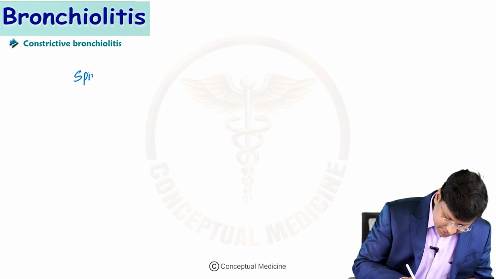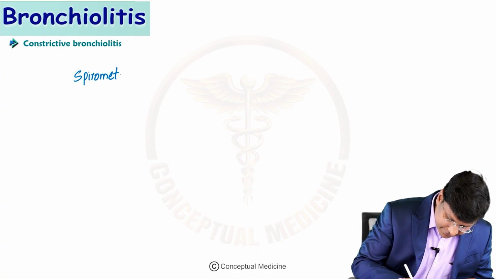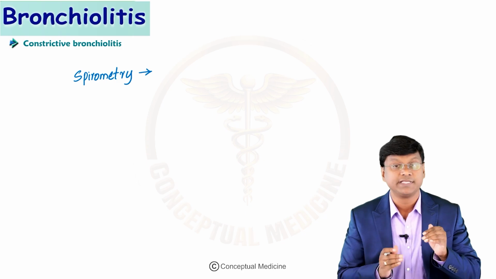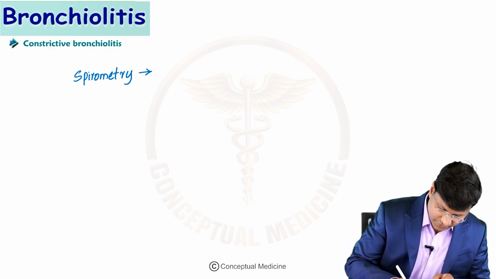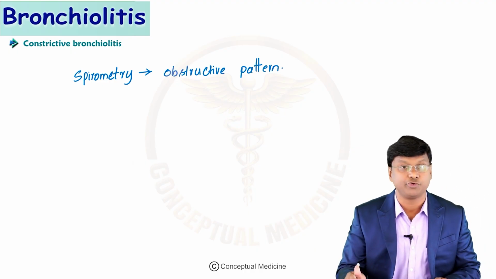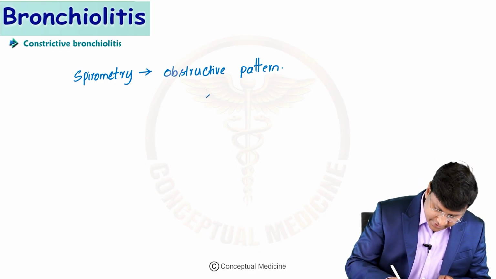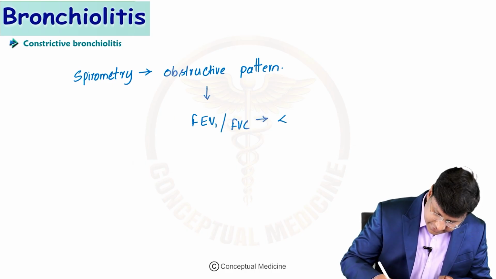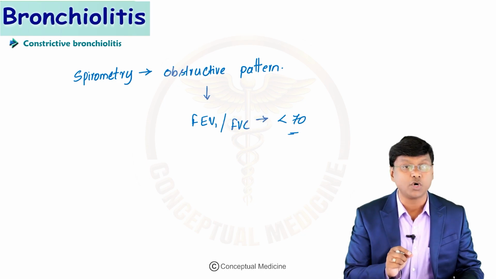See, spirometry in these patients with constrictive bronchiolitis will show you the presence of airflow obstruction. So you will have what is called an obstructive pattern. And what do you understand by the word obstructive pattern? Where FEV1 by FVC will be less than 70. That is what you mean by the word obstructive pattern.